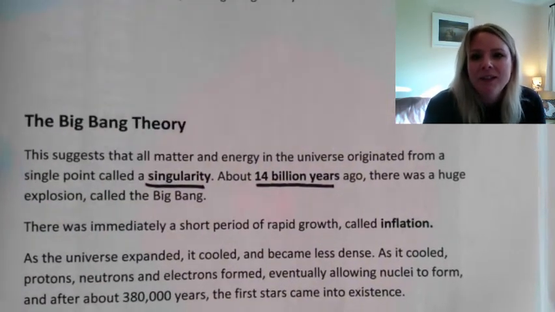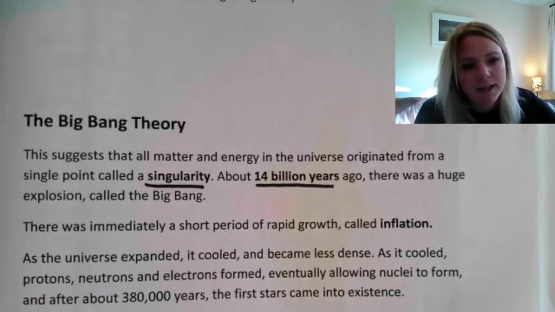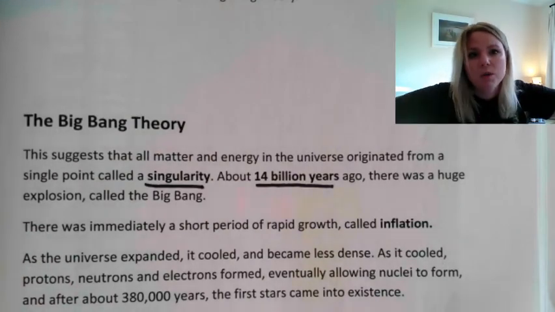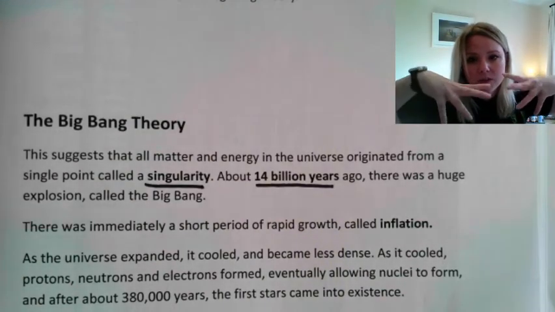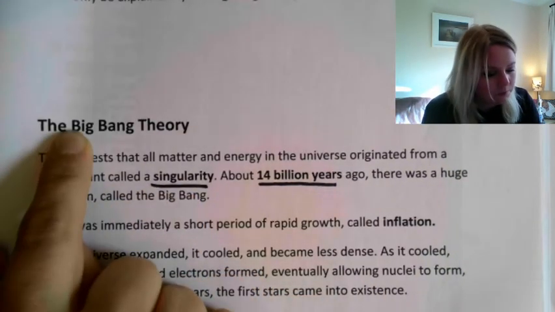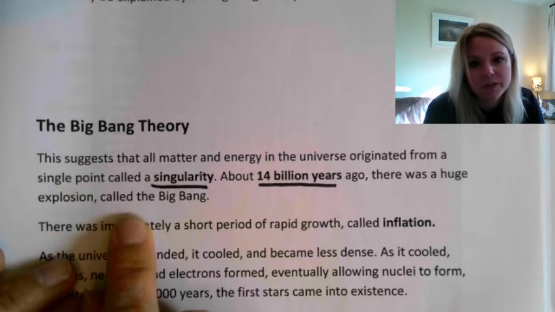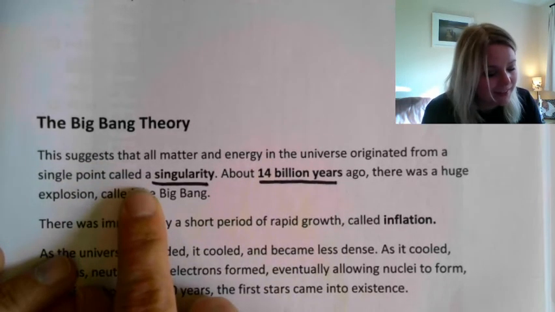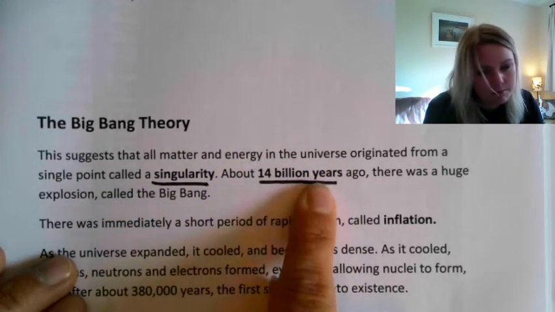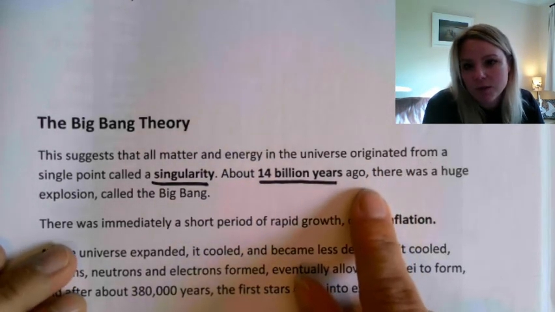Well, I suppose I have already said a little bit about it. That's really the theory, that if everything's moving away from each other now, then it must have come from one point, and that point is called a singularity. So the Big Bang Theory suggests that all matter and energy in the universe originated from a single point called a singularity about 14 billion years ago. So I have underlined these. Make sure you do as well. And there was a huge explosion called the Big Bang.